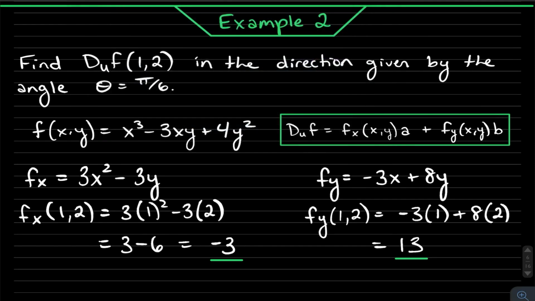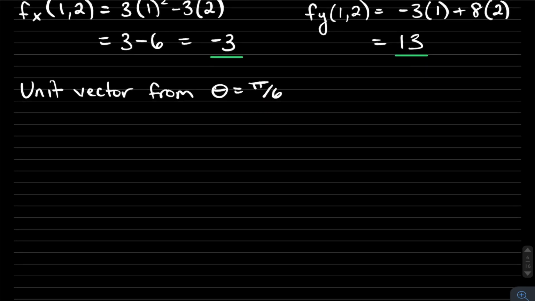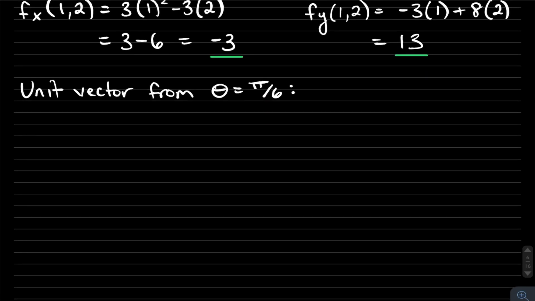Now finally, we want to find the unit vector, right? And so moving on to that unit vector, we started out with a theta of pi over 6, right? And so our question is, how do we find a unit vector that will point in that direction? Well, the answer is the unit circle, right? That's what the unit circle is good for.